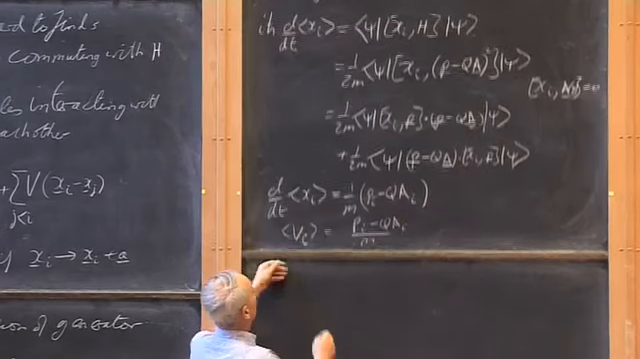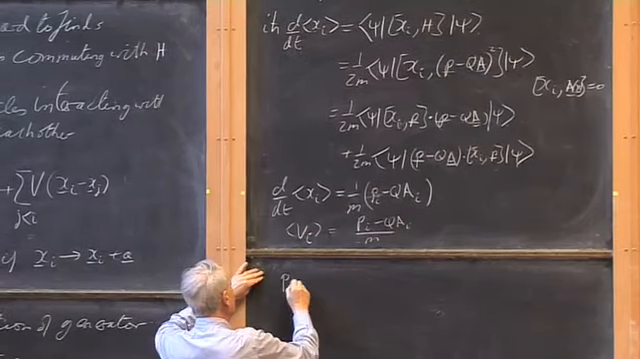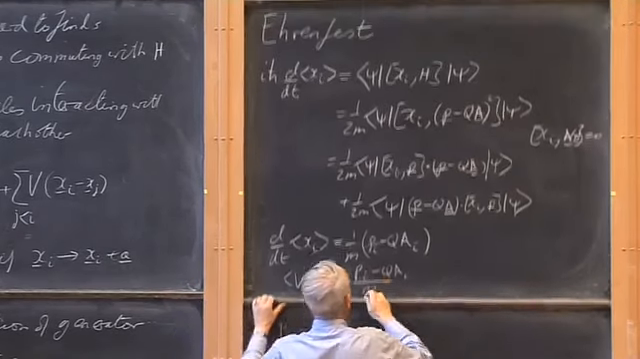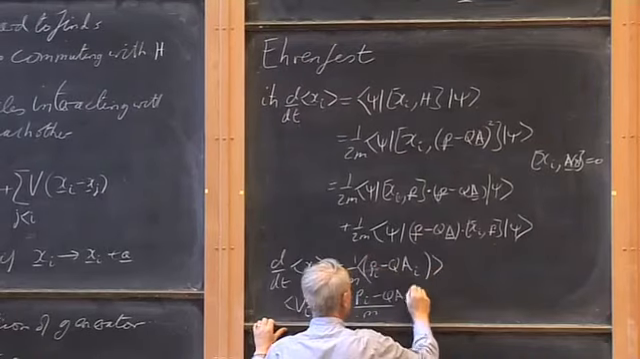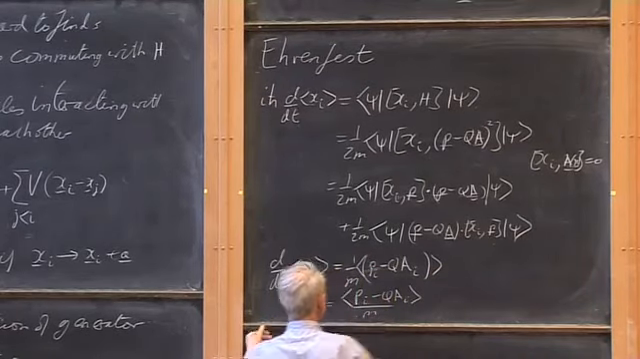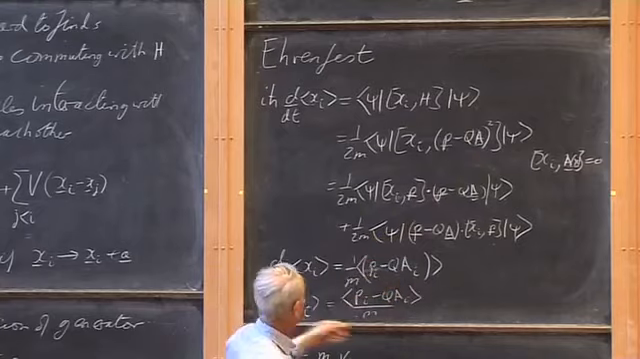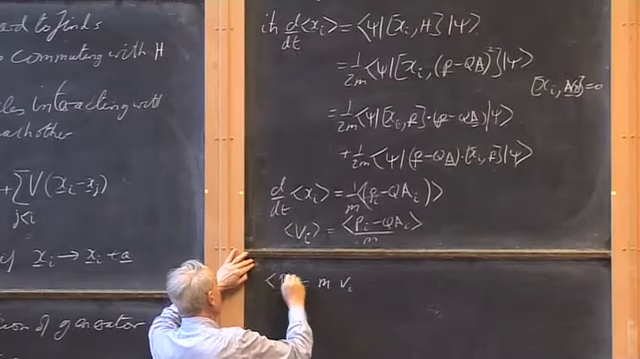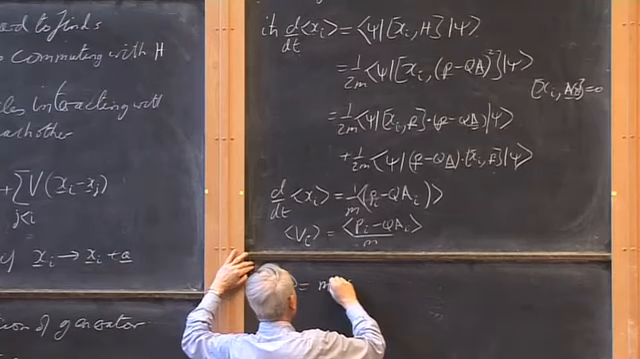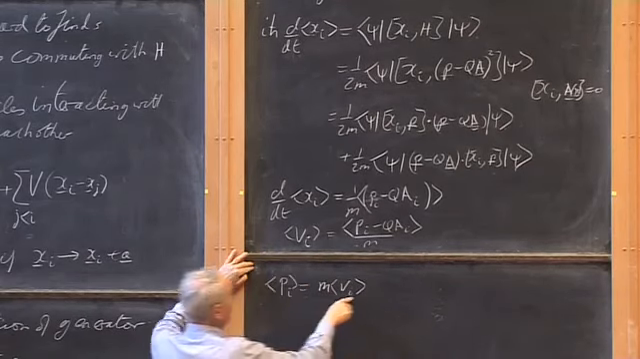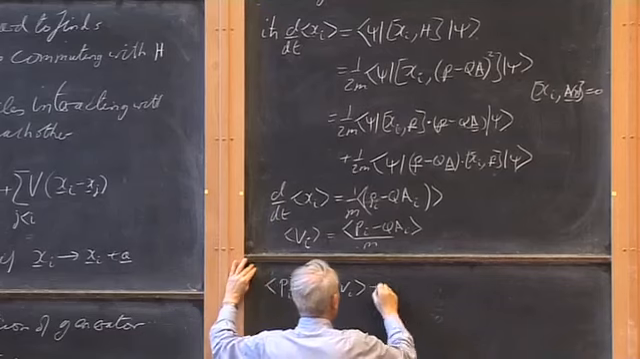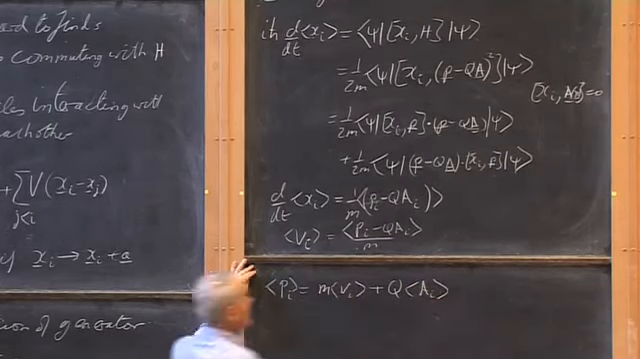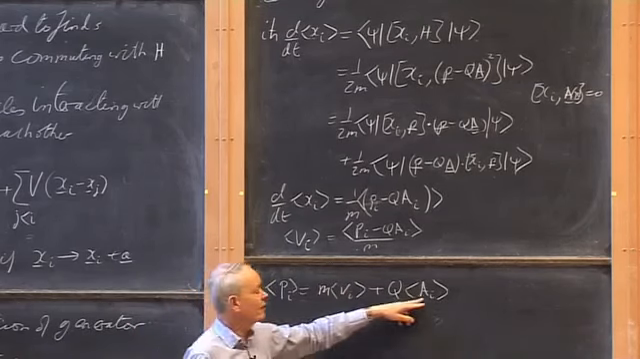Or alternatively, it's telling you that pi is equal to m v_i. Oh, sorry, there are expectation values here. These are expectation values, right? This was always an expectation value. So what we're discovering is that the expectation value of the momentum is equal to mass times the expectation of velocity plus q times the expectation value of the magnetic vector potential at the location of the particle.